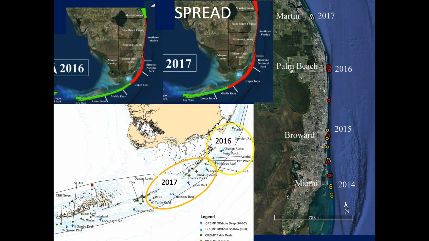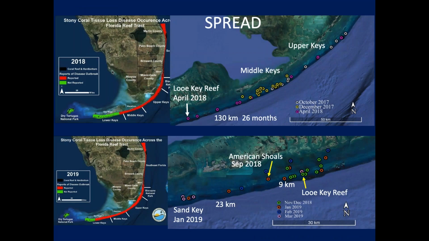It also continued to advance towards the south, first appearing within the Florida Keys National Marine Sanctuary off of Carysfort Reef in December of 2015, and during 2016 and 2017, outbreaks were reported throughout the Upper Keys.